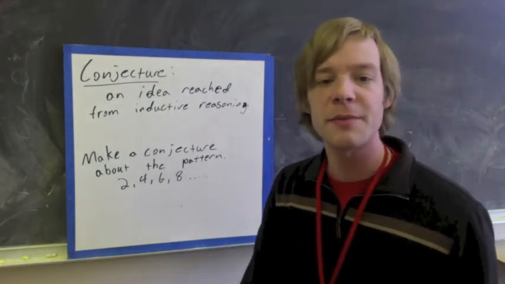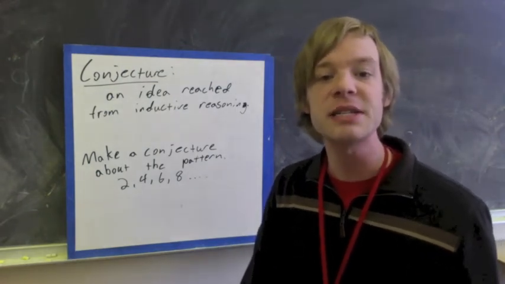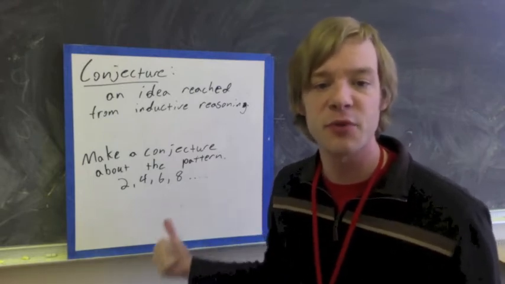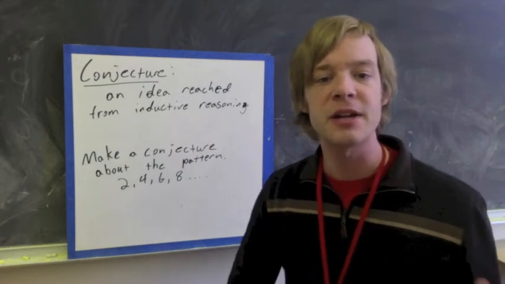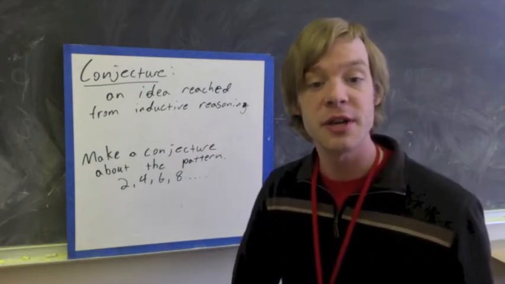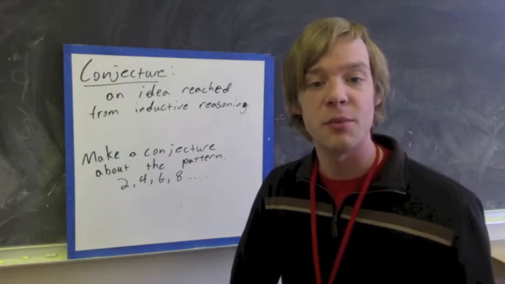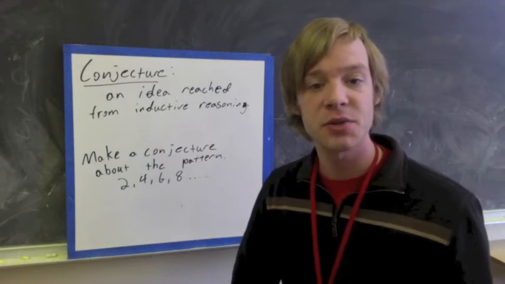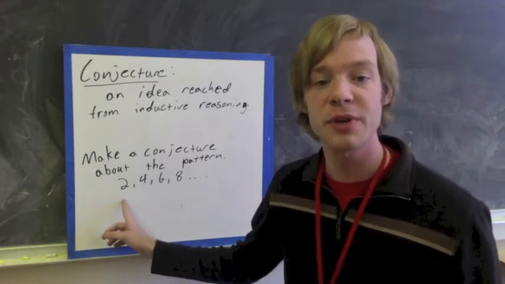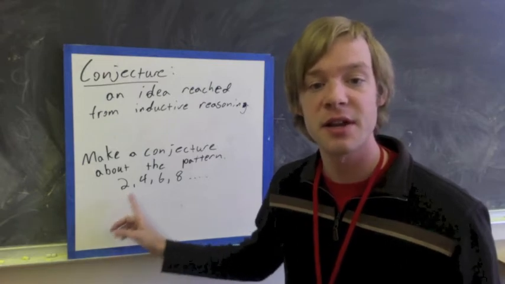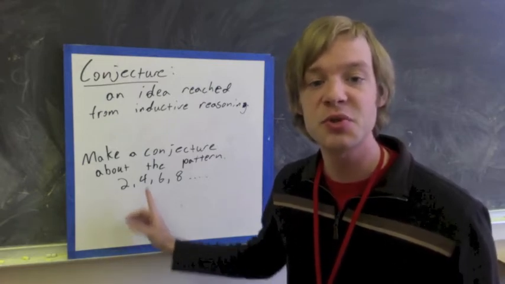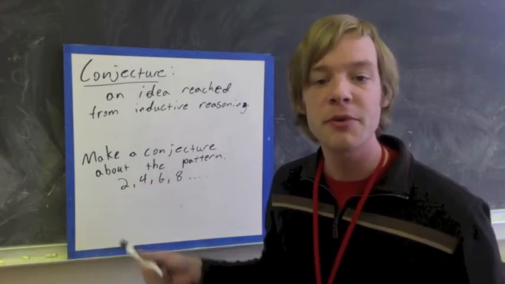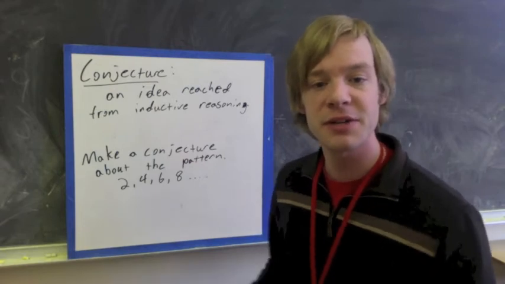All right, we are also going to be talking about conjectures, and a conjecture is an idea reached from inductive reasoning. So we've got the same pattern as before, the 2, 4, 6, 8, and we want to make a conjecture about this. And my conjecture is going to say that whatever number we have is that term times 2. So for instance, this is our first term, and so we had 1 times 2 to get this. And this is the second term, so this is 2 times 2 to get 4. Third term, 3 times 2. So the number that we have is the term times 2.